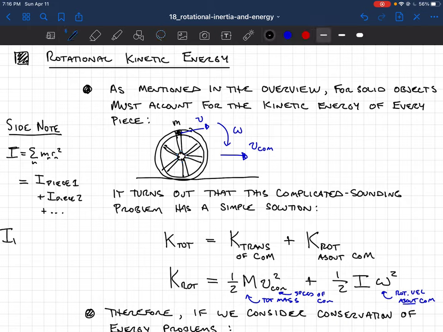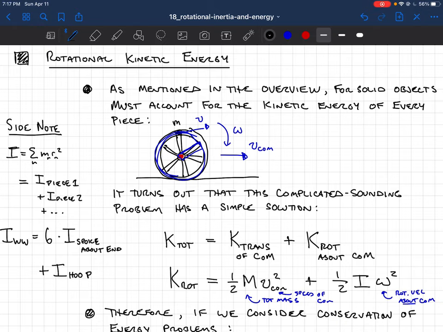So for the wagon wheel, I wagon wheel is going to be equal to, looking at my picture, 6 times the I of the spoke, and that's about its end, because our rotational axis is right here, so each of these little spokes is like a rod rotating about its end, plus I of the hoop, which is the outer hoop here.